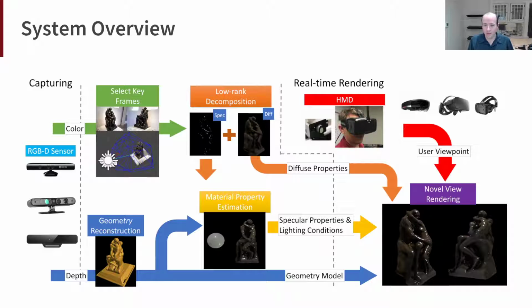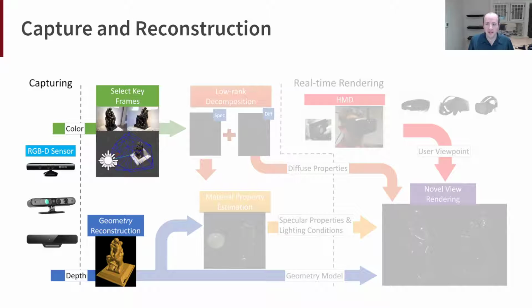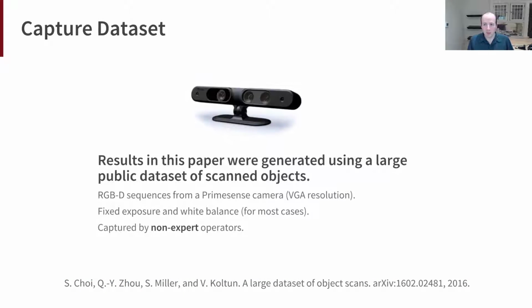Note that this research is primarily concerned with plausibly realistic virtual reality experiences that work in real time. Computing physically accurate surface reflection models is not strictly necessary, and as such is beyond the scope of this work. Let's take a slightly deeper dive into the capture and reconstruction stages of the pipeline. Due to time constraints, I'm going to leave out most of the equations and low-level technical details, which can be found in the paper. Our approach would be potentially applicable to images captured using any RGB-D camera.